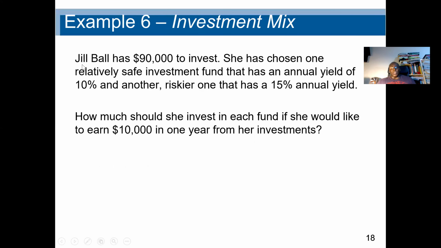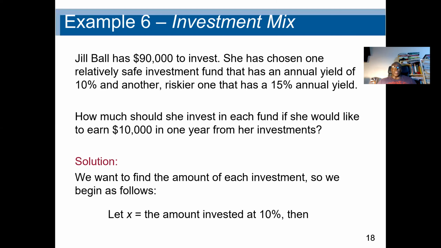So here we have an example given. They say Jill Ball has $90,000 in investment to invest. She has chosen one relatively safe investment fund that has an annual yield of 10% and another riskier one that has a 15% annual yield. So how much should she invest in each fund if she would like to earn $10,000 in 1 year from her investment? So here we know the total profit she will earn is 10,000, and she's trying to invest 90,000.